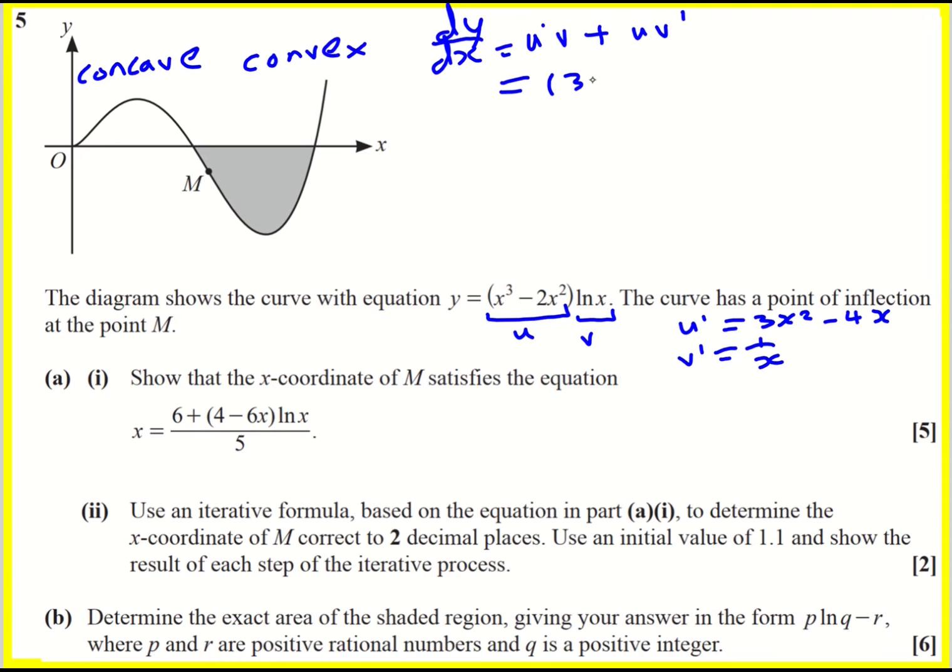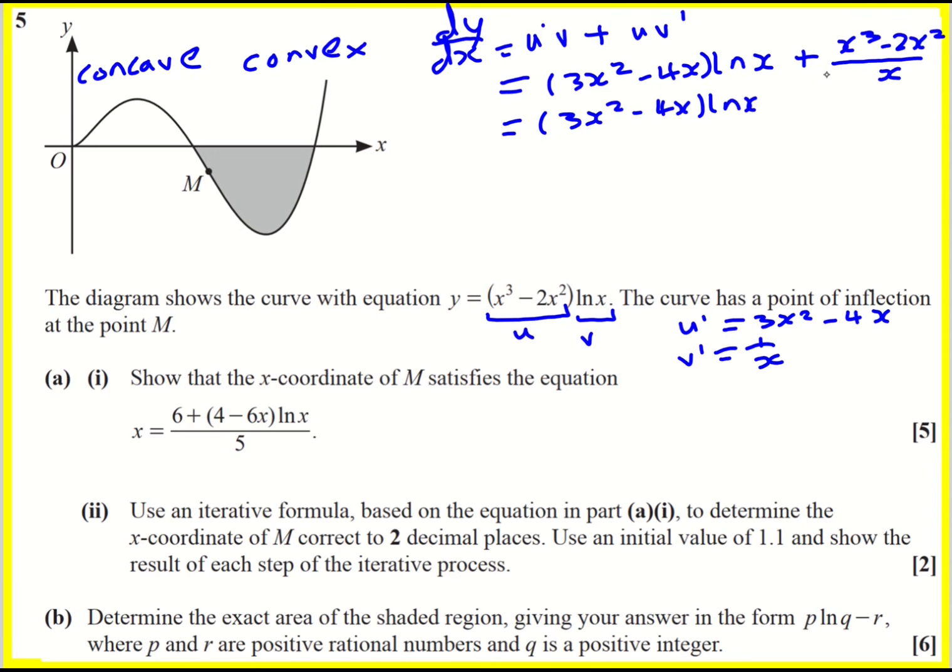So I'm going to get 3x squared minus 4x, ln x, plus x cubed minus 2x squared times 1 over x. I can just write it as over x. And that will be 3x squared minus 4x ln x plus x squared minus 2x. Then we've got to differentiate again.